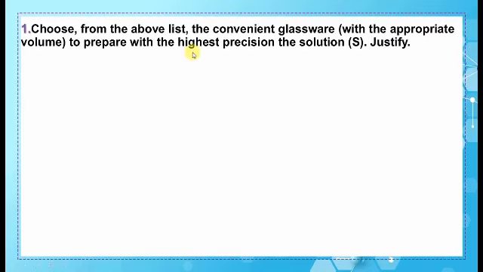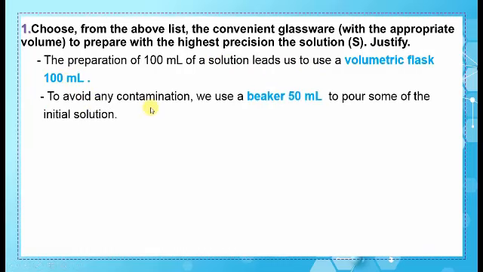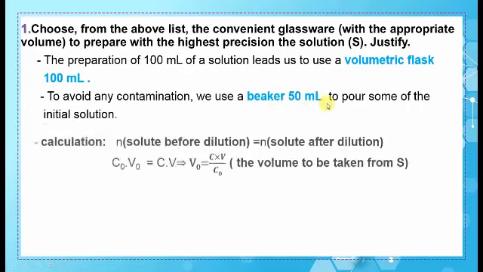Choose from the above list the convenient glassware and justify. The preparation of 100 ml of a solution leads us to use a volumetric flask 100 ml. And to avoid any contamination, we use a beaker 50 ml to pour some of the initial solution.